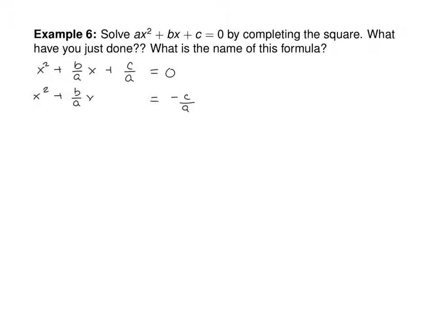Now the tricky thing is what to add in. So what was half of 5/3? You just put a 2 at the bottom. It was 5/6, right? So what's half of b over a? B over 2a. So we're going to add in b over 2a, the whole thing squared. It's exactly the same as the numbers we had in the last problem, other than the fact that they're letters.